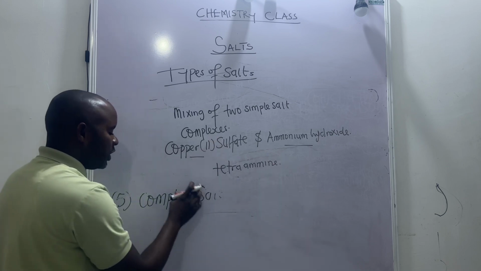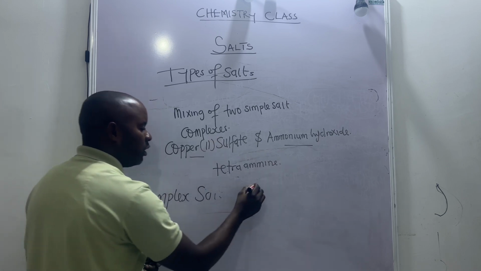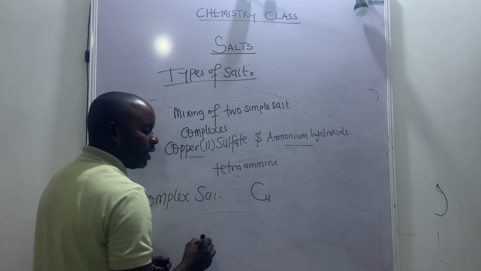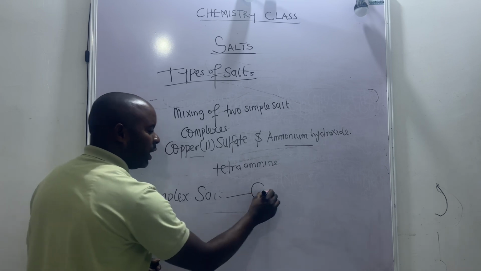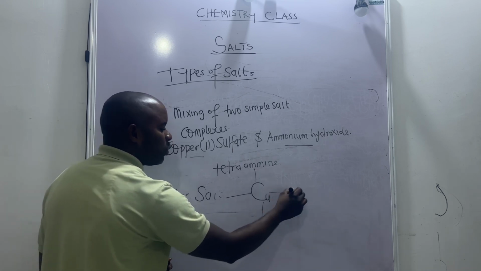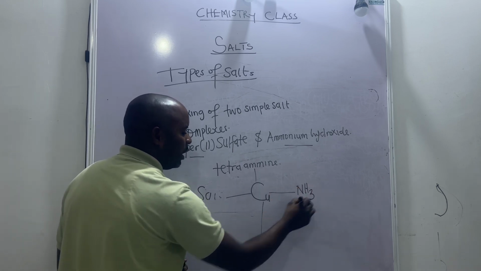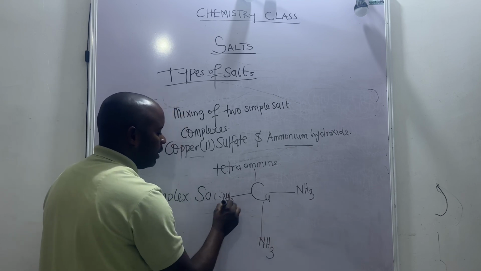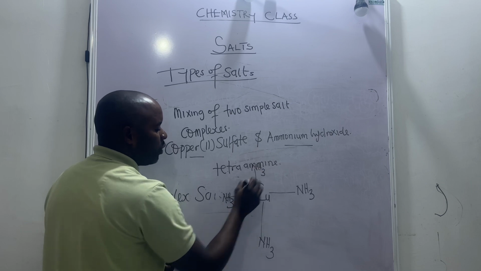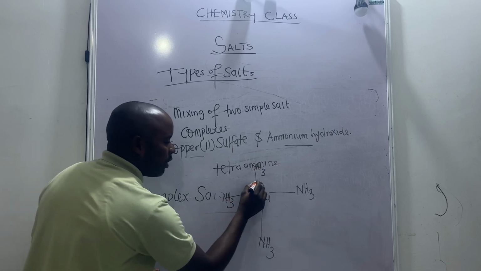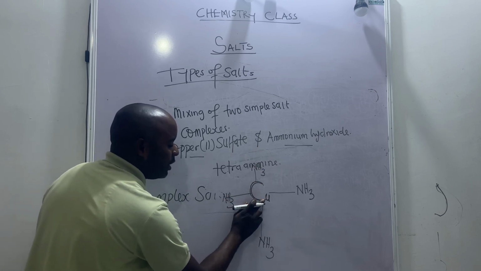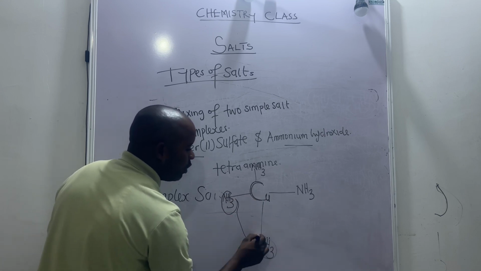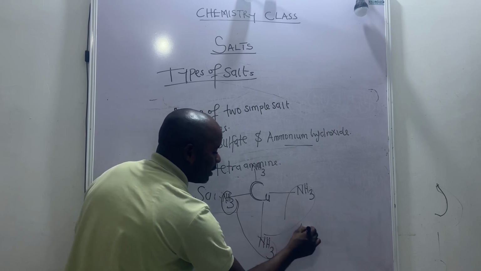So a simple way for us to know a complex is to know its features. A complex has a central atom, usually positive, which is bonded to substituents. Let's use tetraamine to analyze this. Complexes contain a central atom, and the central atom here is copper. The substituents bonded to the central atom are known in chemistry as ligands.